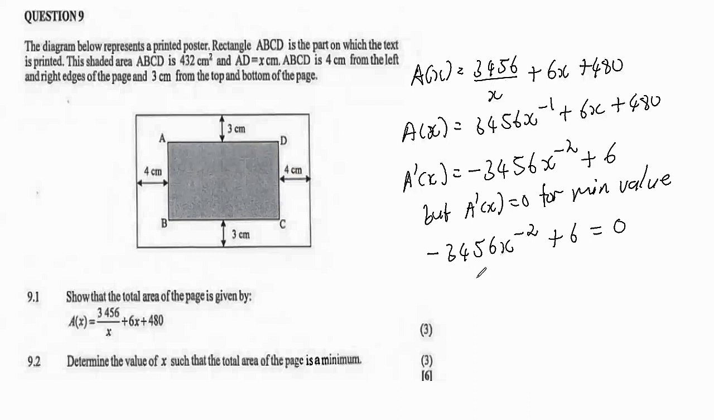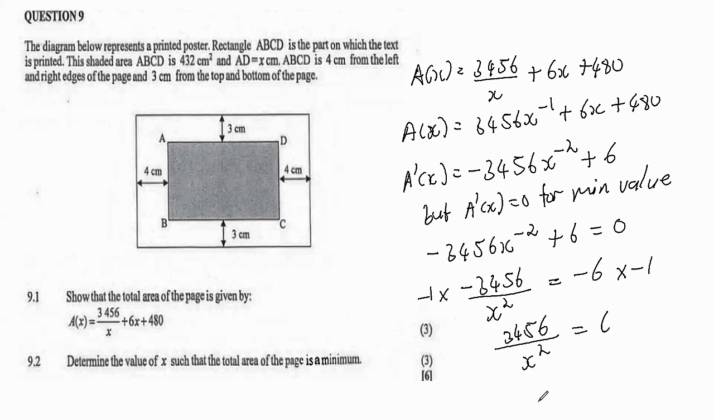Now let's solve. We will have negative 3456, and then let's write this with positive exponents. So this will be x squared, positive, is equal to negative 6. Now if we multiply both sides by negative 1, obviously we're going to have this as positive, and then it's equal to 6. At this point we can just swap these, and then we're going to end up with x squared is equal to 3456 over 6.